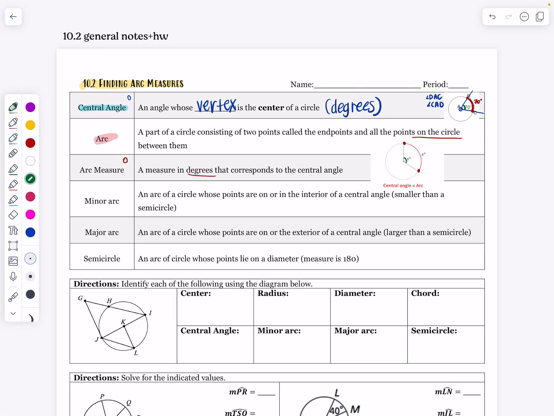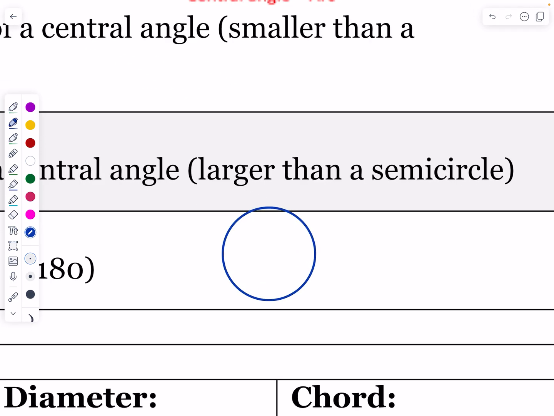Then we have three kinds of arcs. We have minor arcs, major arcs, and semicircles. So let's start with semicircle. Many of y'all knew when you came into class today that a semicircle is exactly half of a circle. It's a type of arc of a circle whose points lie on the diameter. So whenever you're looking for a semicircle, it's best to look for a diameter first. Let's remember, what is a diameter? A diameter goes exactly halfway across the circle through the center. So here's my center point. It's got both endpoints on the circle, and that is going to be my diameter.